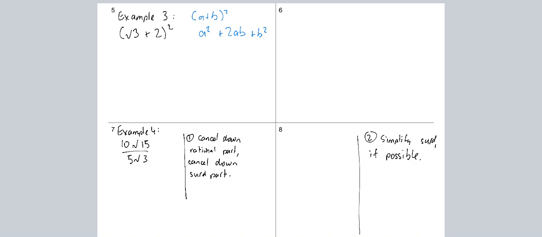Is root 3. B is simply 2. Okay, so the next step would be, and I tend to leave things in bracketed form to start with. So I would go root 3 squared plus 2 times a times b, so 2 times root 3 times 2, plus b squared, which is 2 squared. So again, a squared, 2ab, b squared. Remember, 2ab means 2 times a times b.